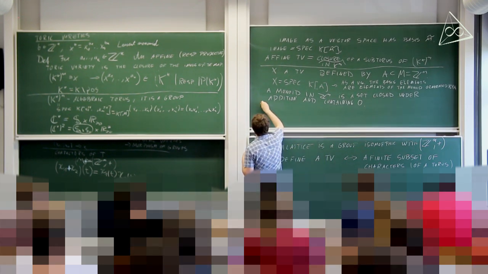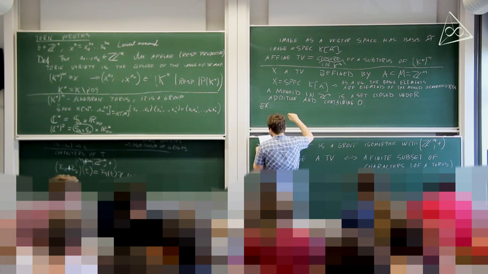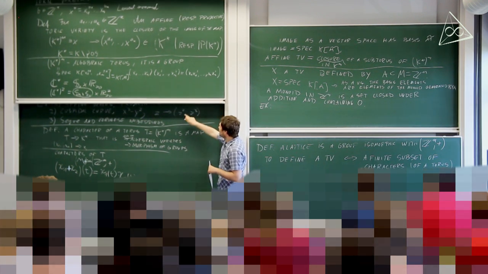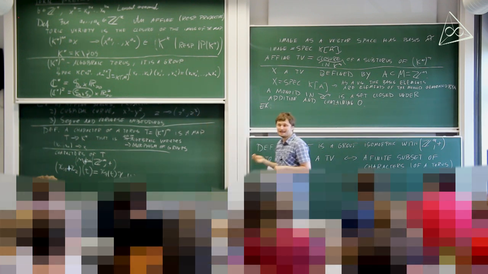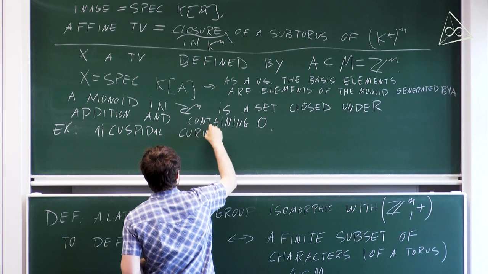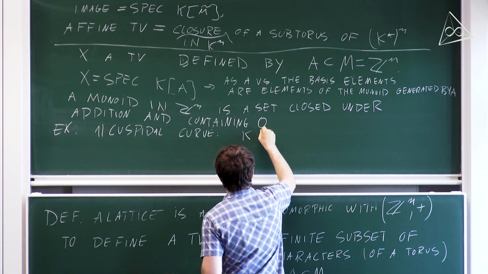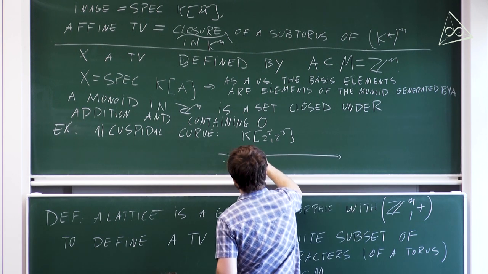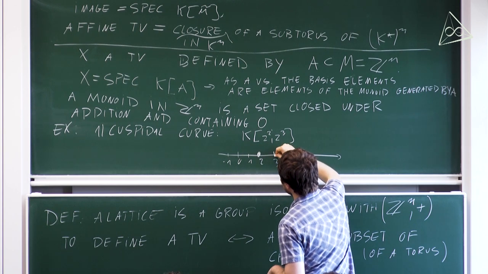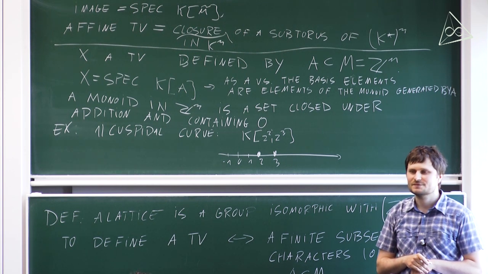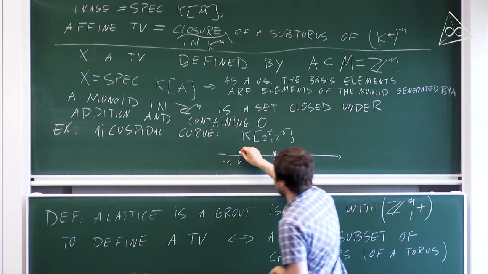So this is quite abstract, so let's do examples. Let's look at our cuspidal curves. What are the characters? We already heard what the characters are for a cuspidal curve: z to the 2 and z to the 3. So as elements of Z, let's draw it. I have my integers, minus 1, 0, 1, 2, 3, and I take the characters corresponding to 2 and to 3. What's the monoid that 2 and 3 generate? Is 0 in this monoid? Yes, because 0 is in every monoid.